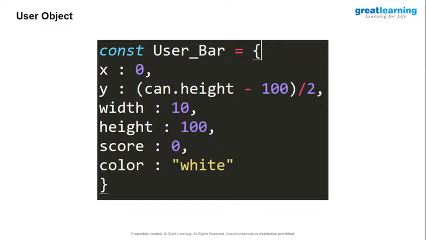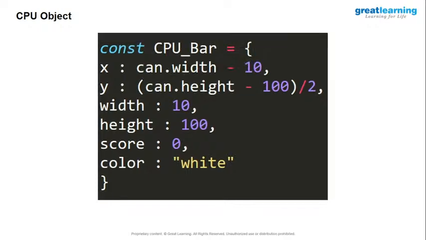So width is there, height is there, and the score, we have to keep track of it, right? We have to keep track of when the score was scored by the user or by the computer, the CPU, then the color of those bars. Similarly, we will do the same thing for the CPU. Now for the CPU, if you see, I subtracted 10 as it was the width, because the CPU will be on the right side. That's why we need to subtract this 10 from that.